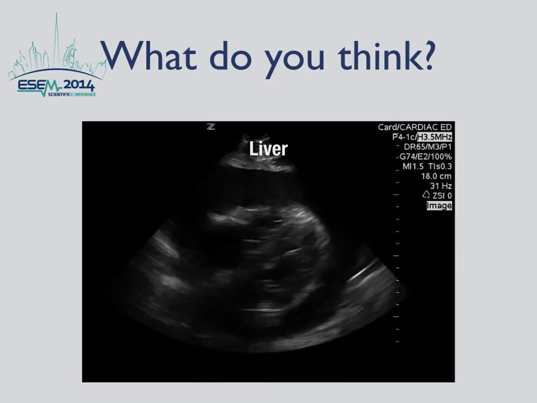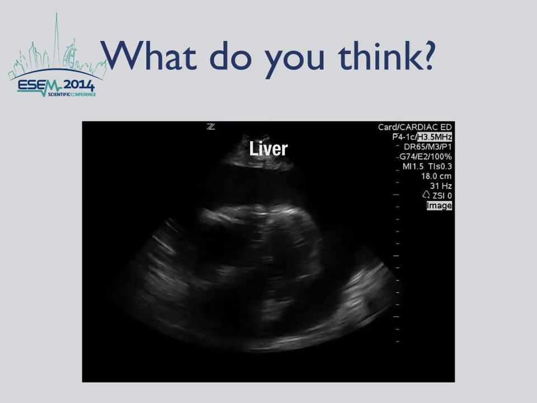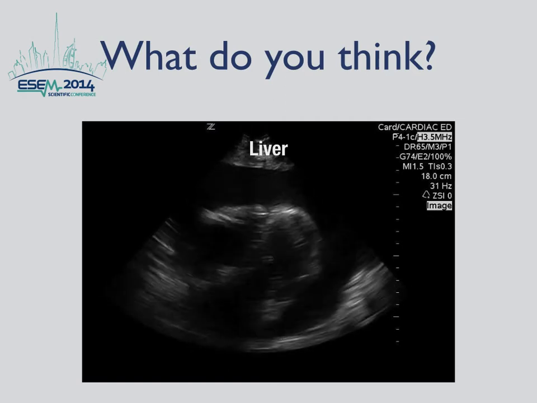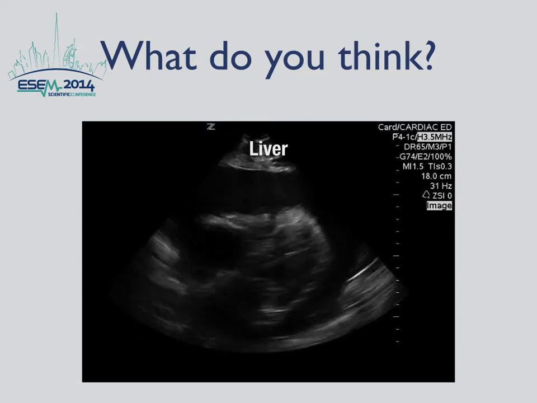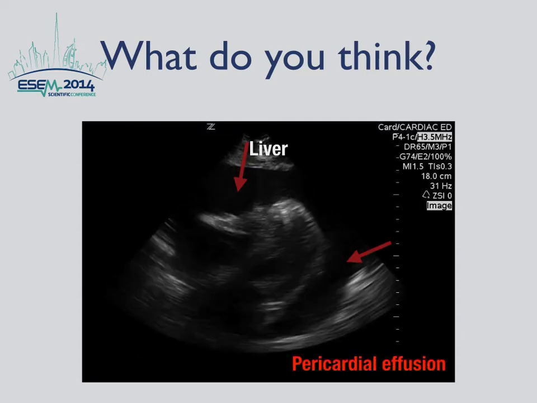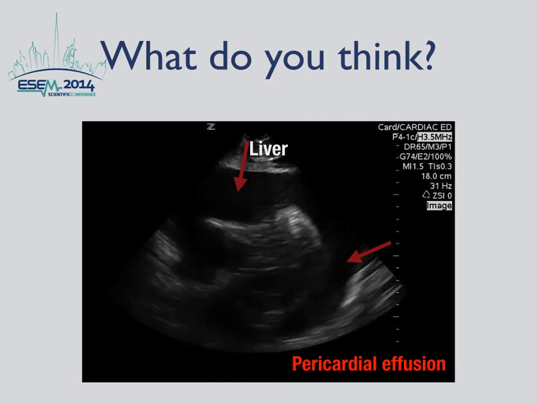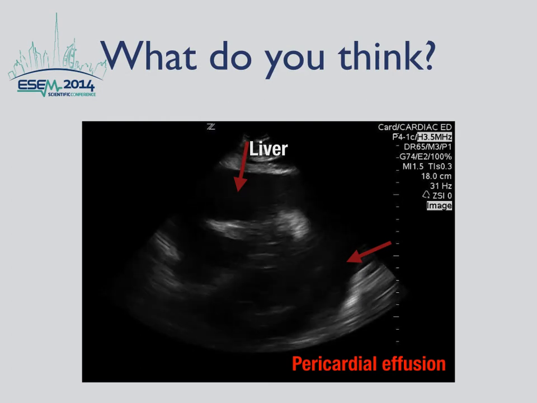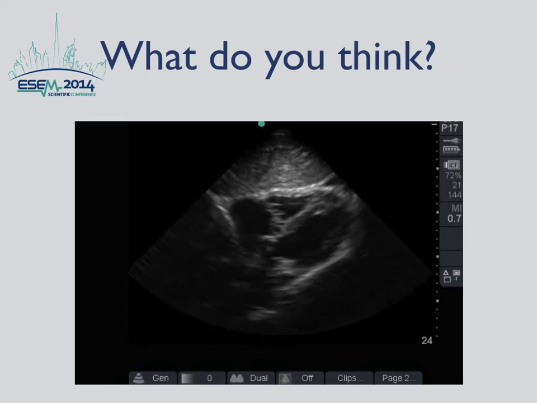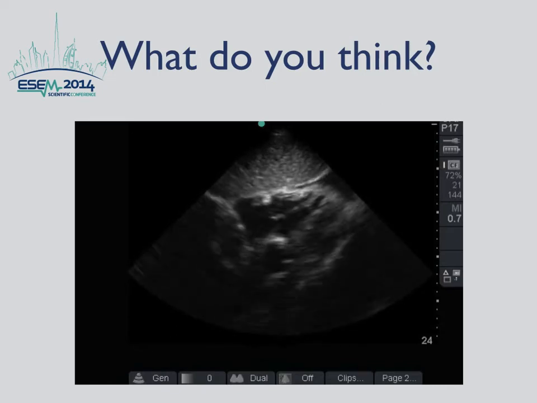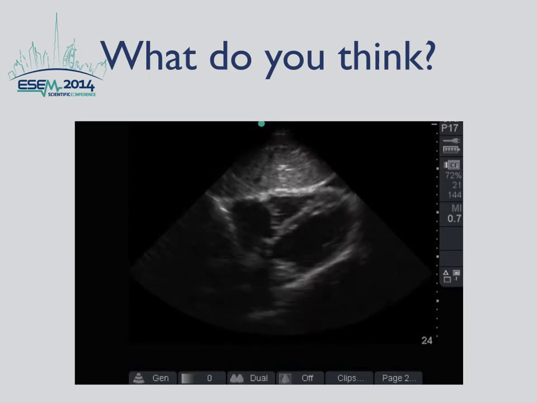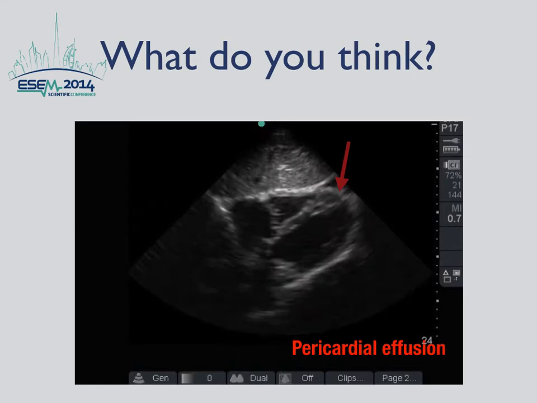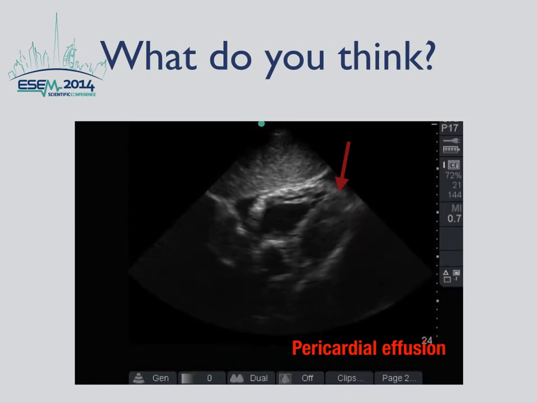How about this image? Obviously you can see that there is a large amount of anechoic or black fluid collection surrounding the heart, and this is a circumferential large pericardial effusion. So this is a positive sub-xiphoid view for a pericardial effusion. Moving down to the next example, what do you think of this image? Again, this is a sub-xiphoid view of the heart, and you can see that there is a pericardial effusion there.